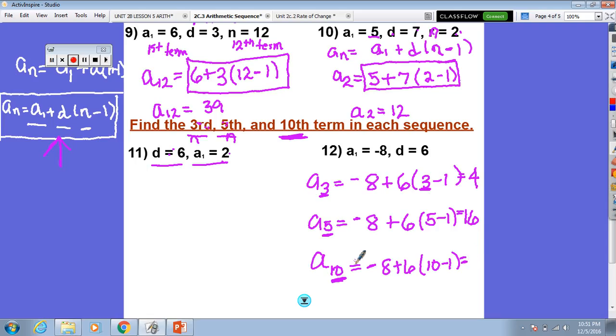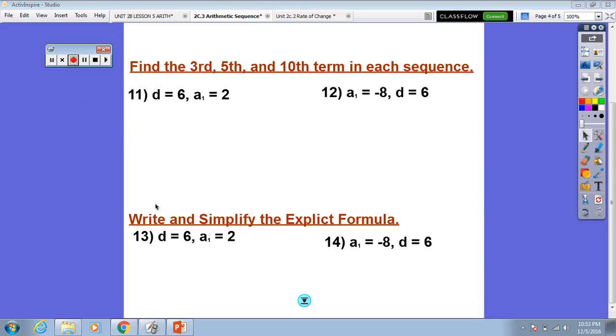Alright, and then let's find the 10th number in this sequence. So -8 plus 6 times 10 minus 1. And we get 46. Okay? So that is the third number, the fifth number, and the 10th number in this sequence as follows. Alright, so now we've done 11 and 12. Let's look at numbers 13 and 14, and this will conclude the lesson for today.